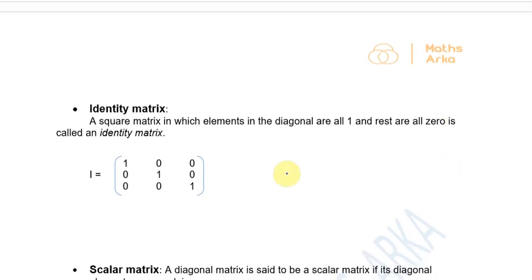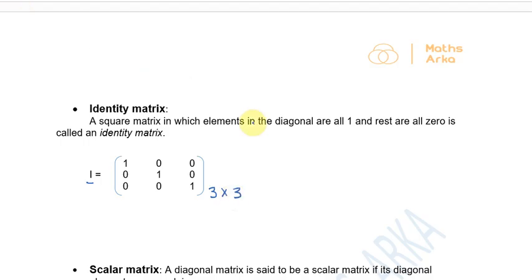Now coming back to our class. So identity matrix is the next kind of matrix. It is one of the important matrices. It is denoted by I. It is a square matrix, a diagonal matrix, where each of the diagonal elements is equal to 1. Hence the non-diagonal elements are 0, and the diagonal elements are equal to 1. If we talk about the order, it is a 3 cross 3 matrix.